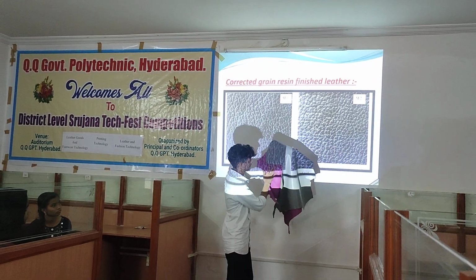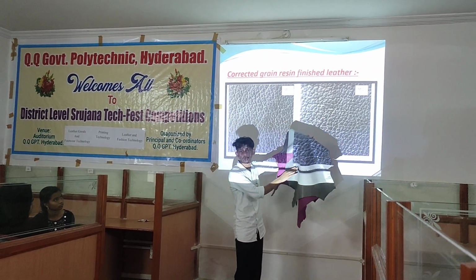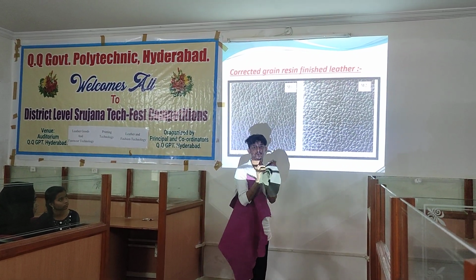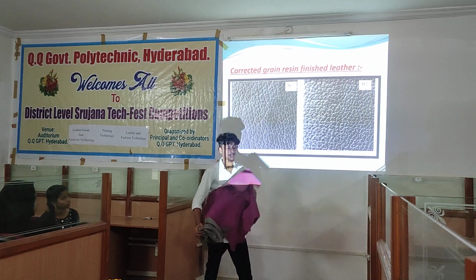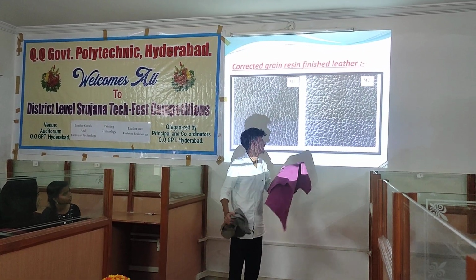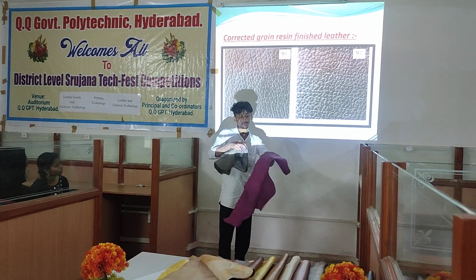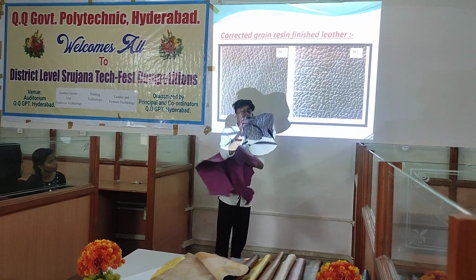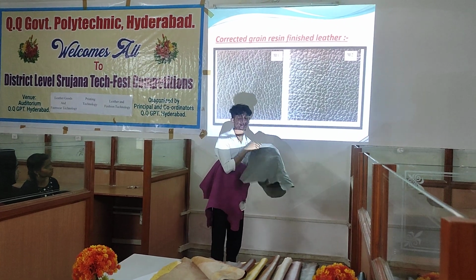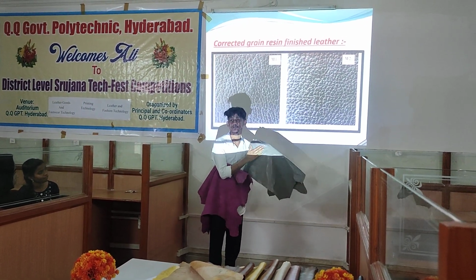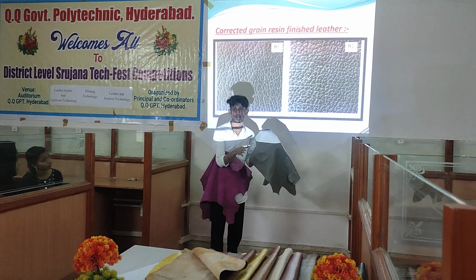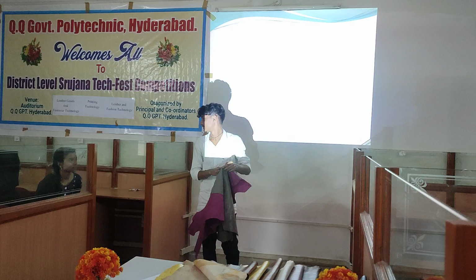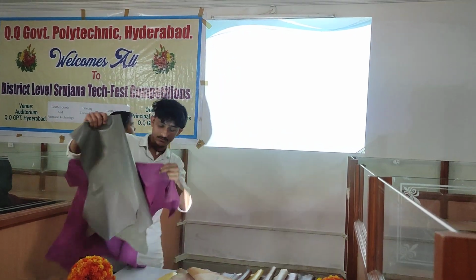It has a good appearance, smooth, and a good feel like sponge or cloth. But the crushed leather does not have a good appearance and has more defects. After completion of corrected grain resin finish, you can't see the defects on the grain side because we have already done the corrected grain resin finish. Okay, next slide will continue with my friend.